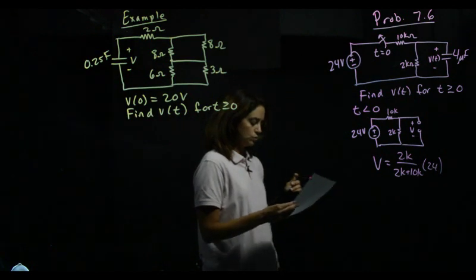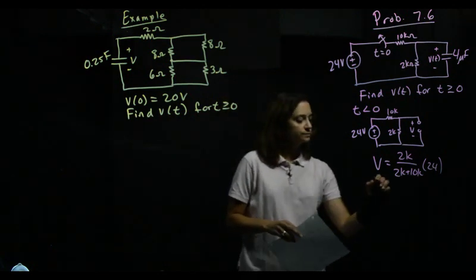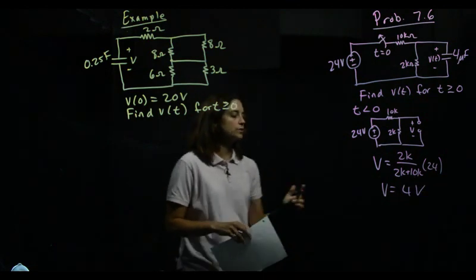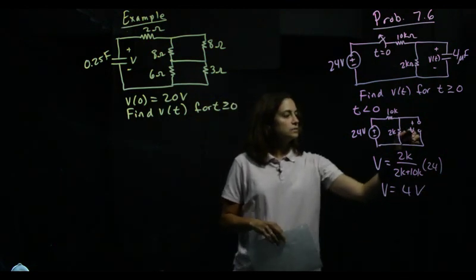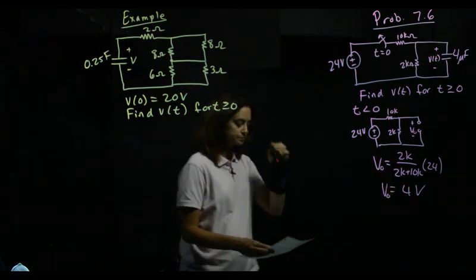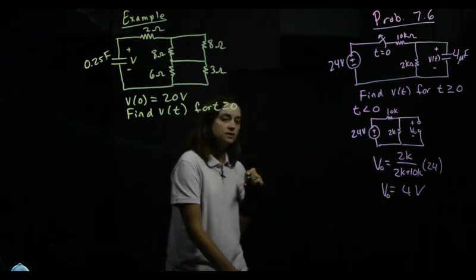And that's 2, right? 4. Yeah, V equals 4 volts. So that's my initial voltage. We can call that V0 if we want to. That's our initial voltage. All right, the second thing we need to find is our tau.